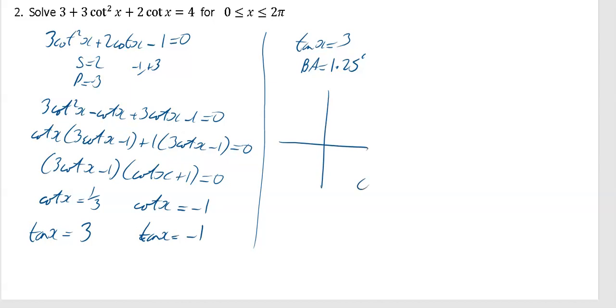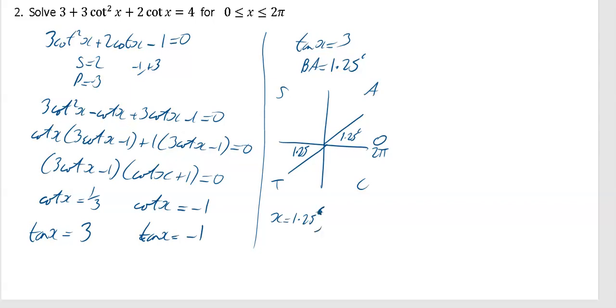And then we have to draw your CAST diagram. Remember, it goes from 0 all the way around to 2 pi, and tan is positive, so it goes in here. So 1.25 radians goes in here. It also goes in here, 1.25. And then you can get your two angles. x is equal to 1.25 radians.